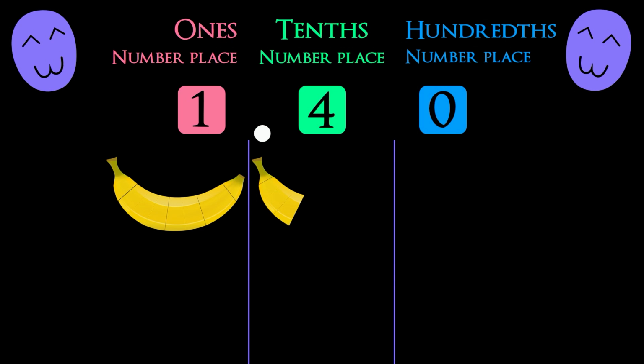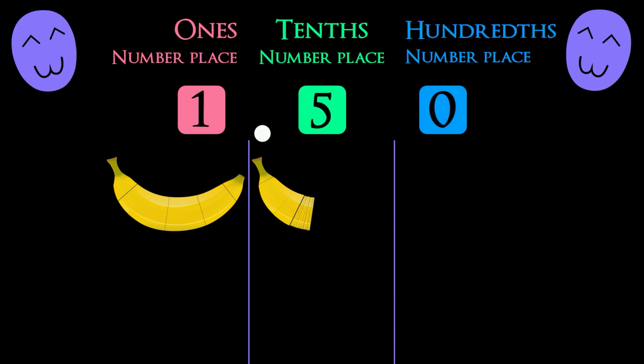A hundredth is what you get when you divide a tenth into 10 equal parts, and you need 100 hundredths to make a whole. So when we continue by adding hundredths, one at a time, we get 1.41, 1.42, 1.43, 1.44, 1.45, 1.46, 1.47, 1.48, and 1.49. Adding another hundredth will form a tenth, and we will then have 1.5.